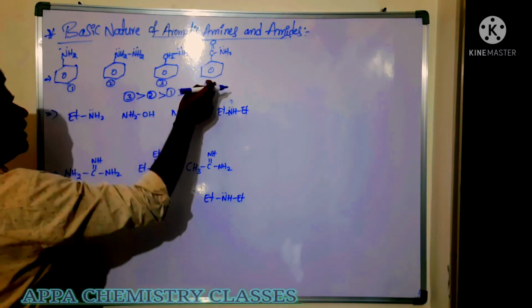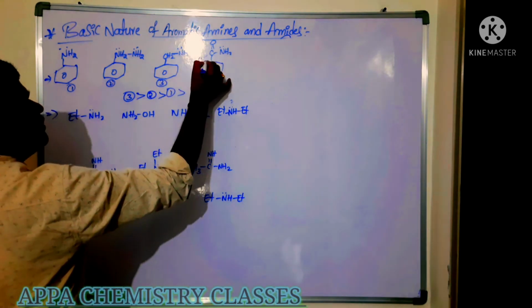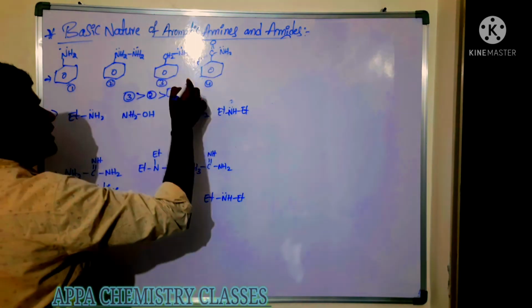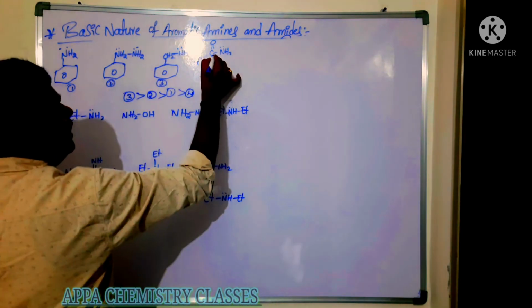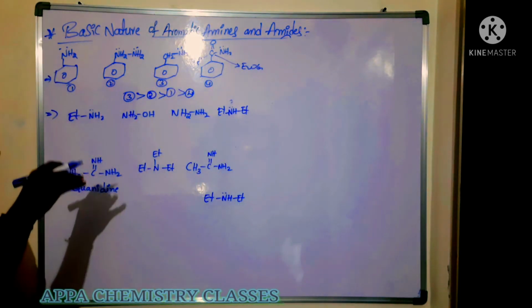After that 1, because here in the fourth we have the sp2 carbon. Carbonyl carbon is an electron withdrawing group, minus M group. So it is the least one. So it is an electron withdrawing group. Which is the least basic one.